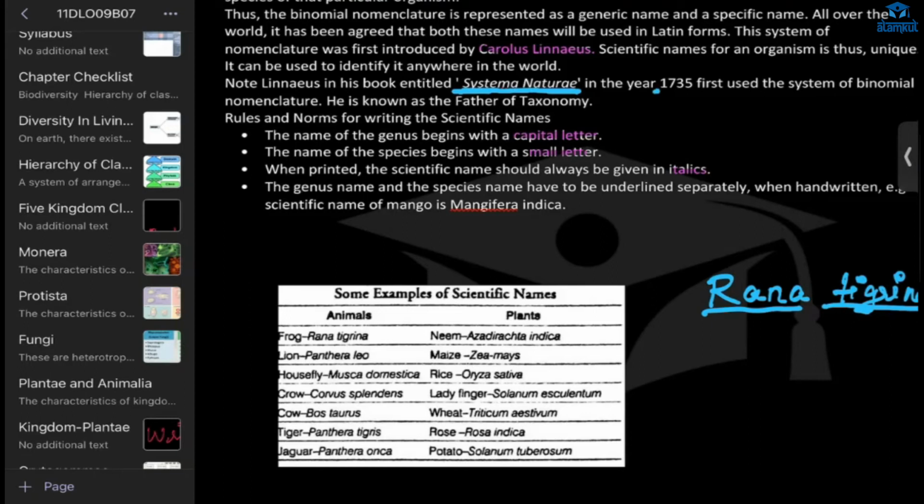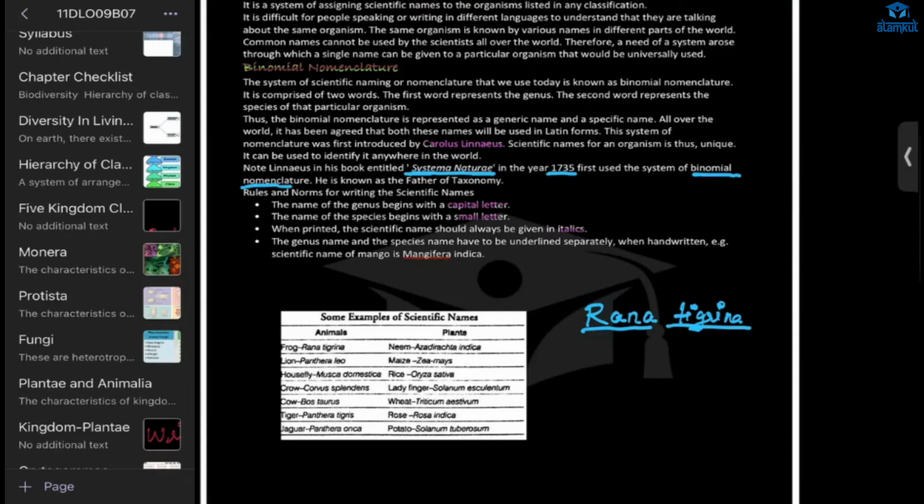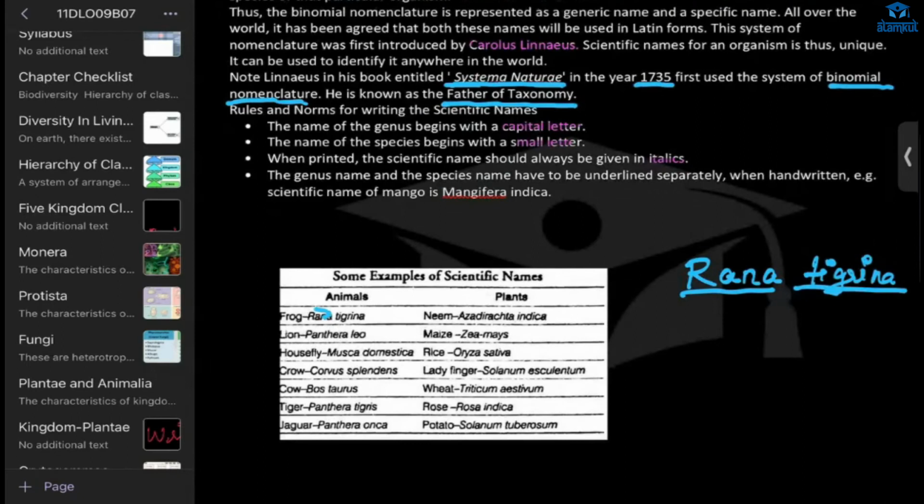In the year 1735, binomial nomenclature was introduced, and he is known as the father of taxonomy. In this naming system, the first word in a name represents the genus and the second word represents the species of an organism.